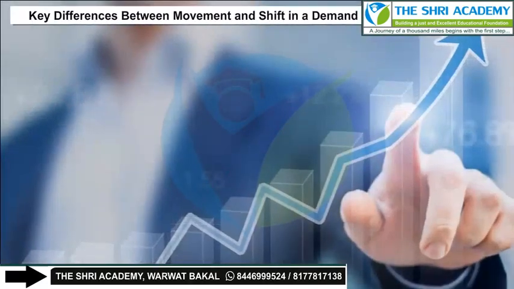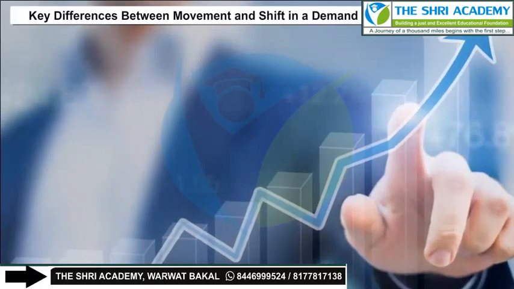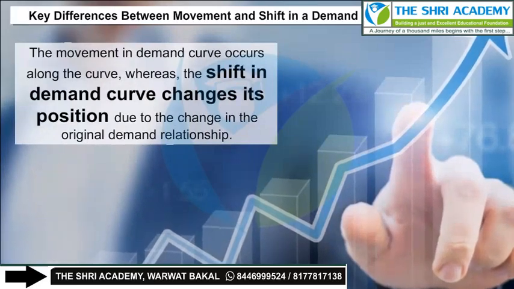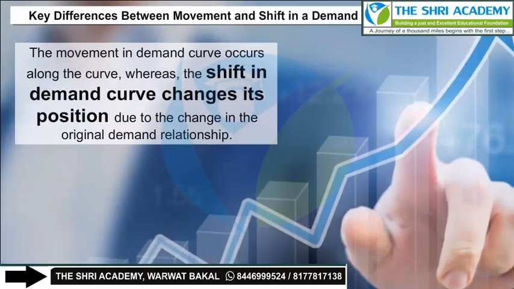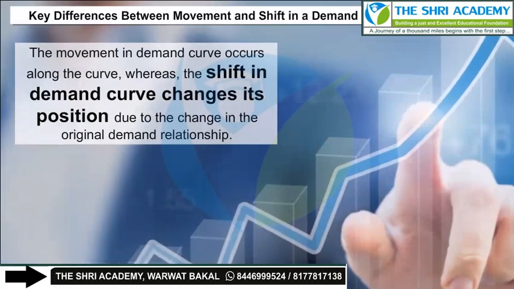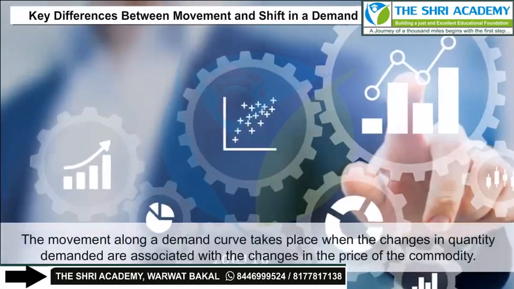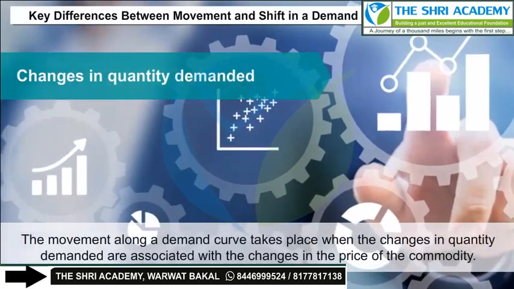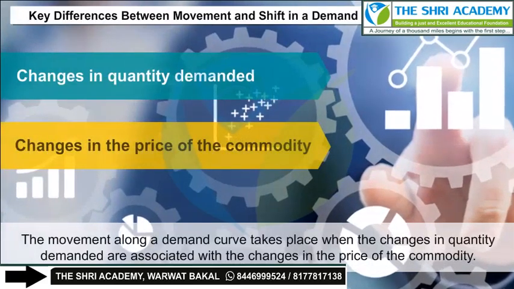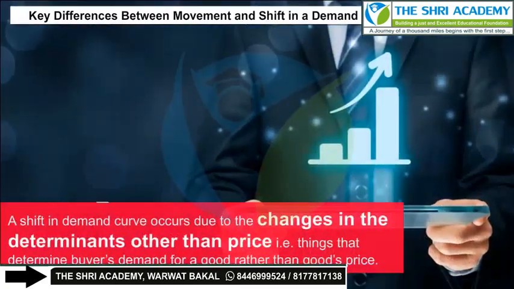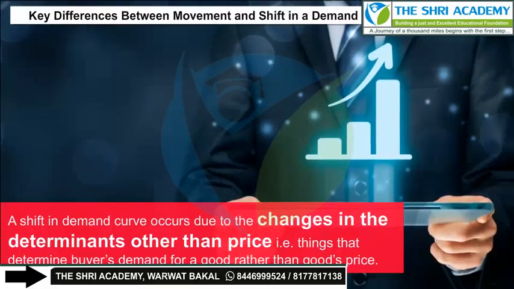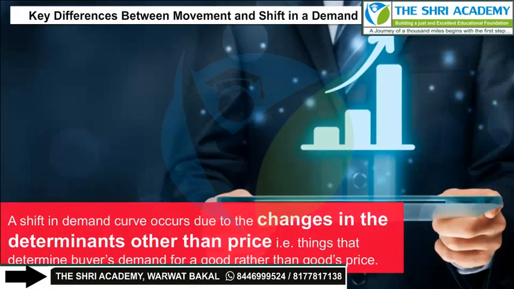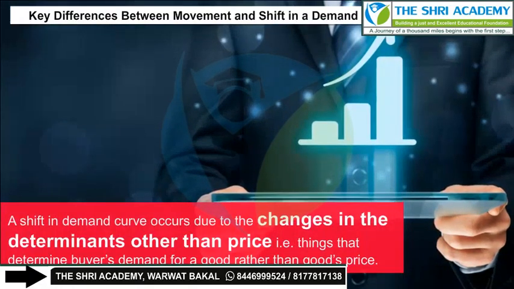Key differences between movement and shift in a demand curve. The movement in the demand curve occurs along the curve, whereas the shift in the demand curve changes its position due to the change in the original demand relationship. Again, the movement along a demand curve takes place when the changes in quantity demanded are associated with changes in the price of the commodity. But a shift in the demand curve occurs due to changes in determinants other than price, that is, things that determine buyers' demand for a good rather than the good's price.